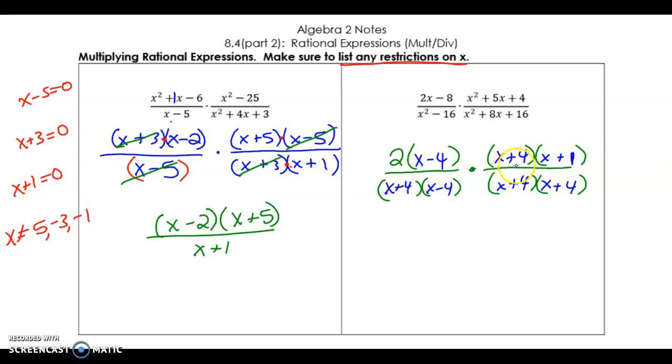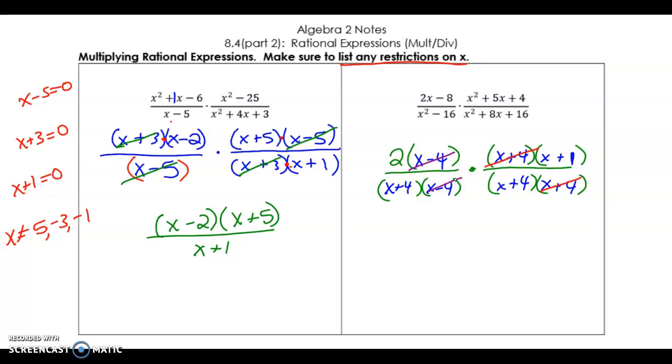Now, there's an x plus 4 in the numerator, and there's 2 of them in the denominator. 3 of them, actually. You cannot get rid of all 3. You can only get rid of the amount that you have the same. So we can only get rid of one of the pairs. We can't get rid of all of the pairs. Okay, and then we have this x minus 4. You can cancel those out. Be careful with your positives and negatives.